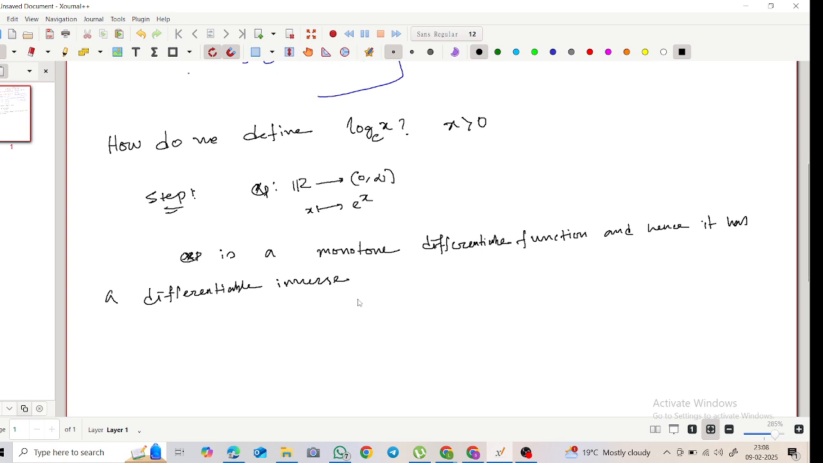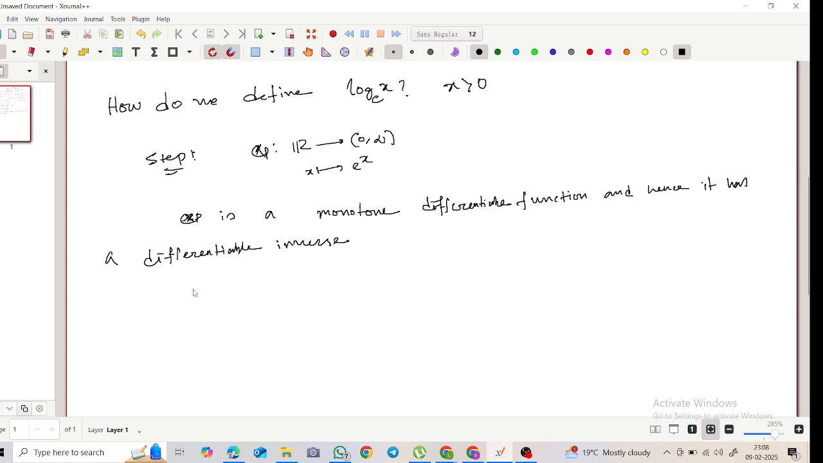Why? Very easy. I mean, suppose f(x) is a monotone differentiable function. Okay. So suppose f prime x is either greater than 0 for all x or less than 0 for all x. So without loss of generality, let f prime x be greater than 0 for all x. Okay. So you want to define, suppose g is the inverse function. Okay. Suppose g is the inverse function.